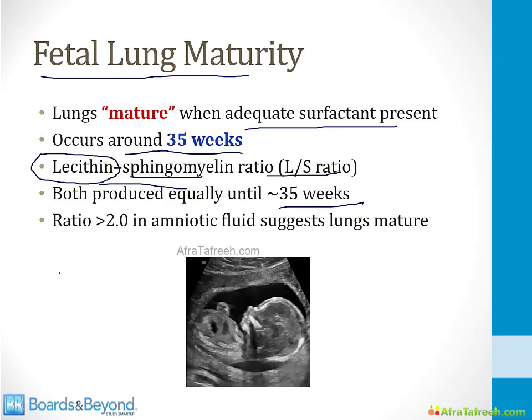After about 35 weeks, the amount of lecithins begins to go up. So if the ratio of lecithin to sphingomyelin is greater than 2 in the amniotic fluid, it suggests the lungs are mature. So sometimes if we want to deliver a baby early, but we don't know if the lungs are mature, we can sample the amniotic fluid, and if the L/S ratio is greater than 2, then we know that the lungs are probably mature.